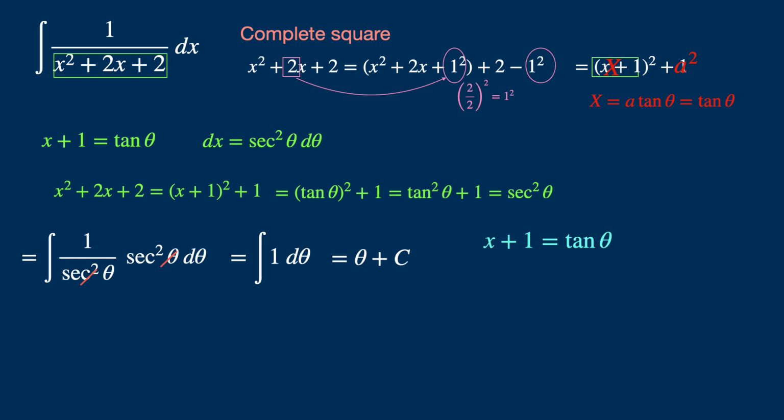x plus 1 is tangent theta. We need to look for theta. Theta is going to be arctangent of x plus 1. Now plugging back into the original integration, that's going to be arctangent of x plus 1 plus c. This is a little challenging, but you have to complete the square first, then look for the trigonometric substitution form. You have used the substitution method to evaluate the indefinite integral.